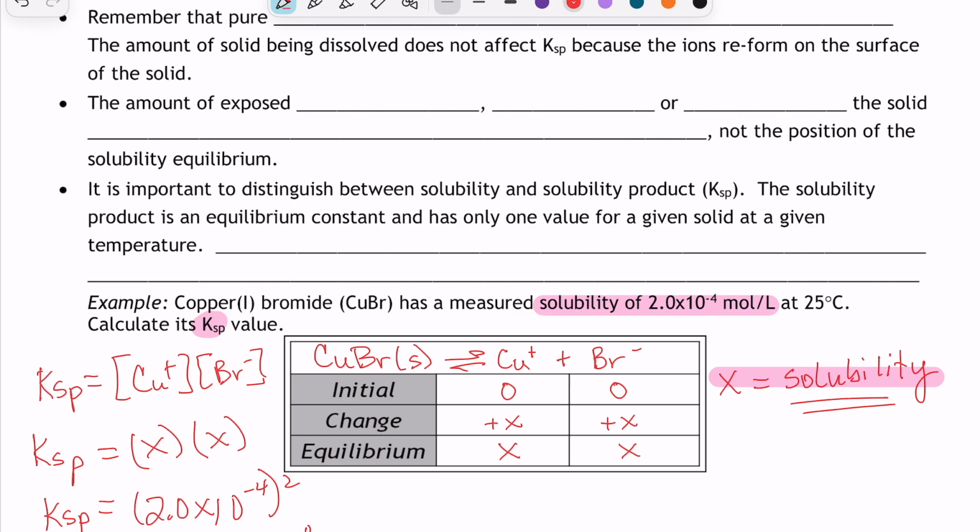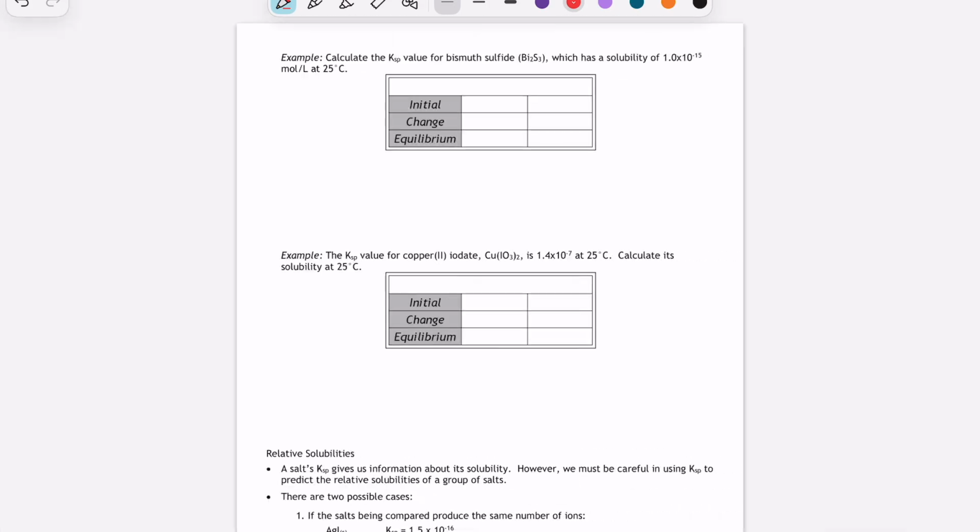Okay, do you notice what I'm seeing here? Our Ksp value is really small. It's really small, 10 to the negative 8. These systems tend to be very reactant favored, okay? The Ksps tend to be extremely small. It doesn't ask that in the question, but I just figured I'd point it out. Okay, let's go on to the next one.